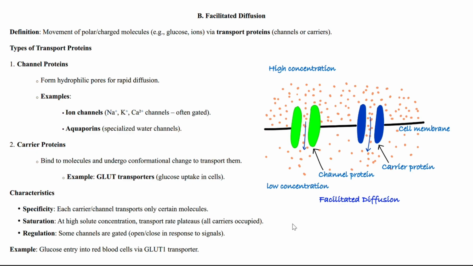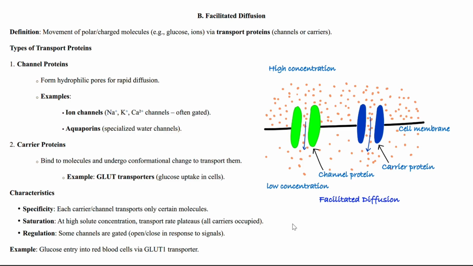When all transport proteins are busy, the rate of diffusion reaches a maximum, no matter how much solute is outside the cell. And lastly, many of these channels are regulated, especially the gated ones, allowing the cell to control when and how substances move.